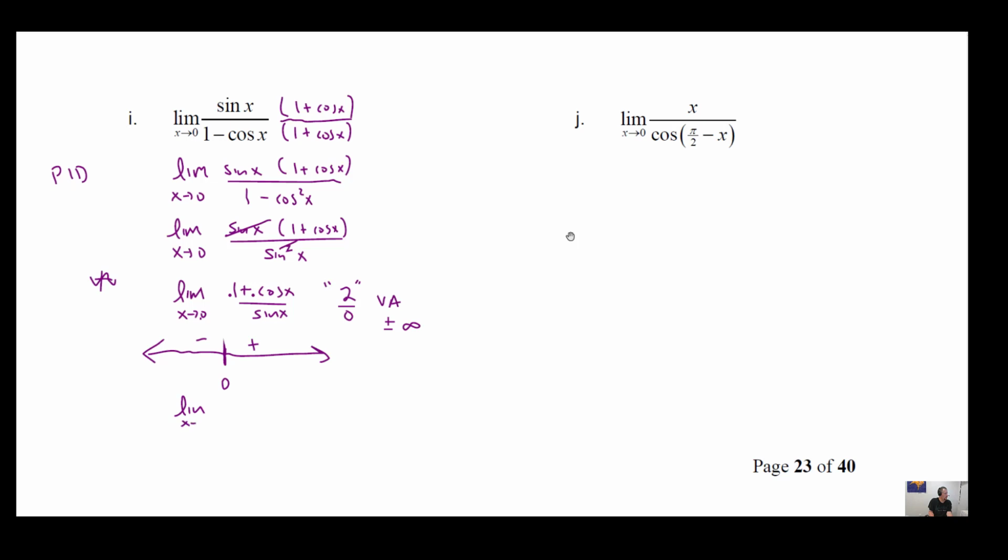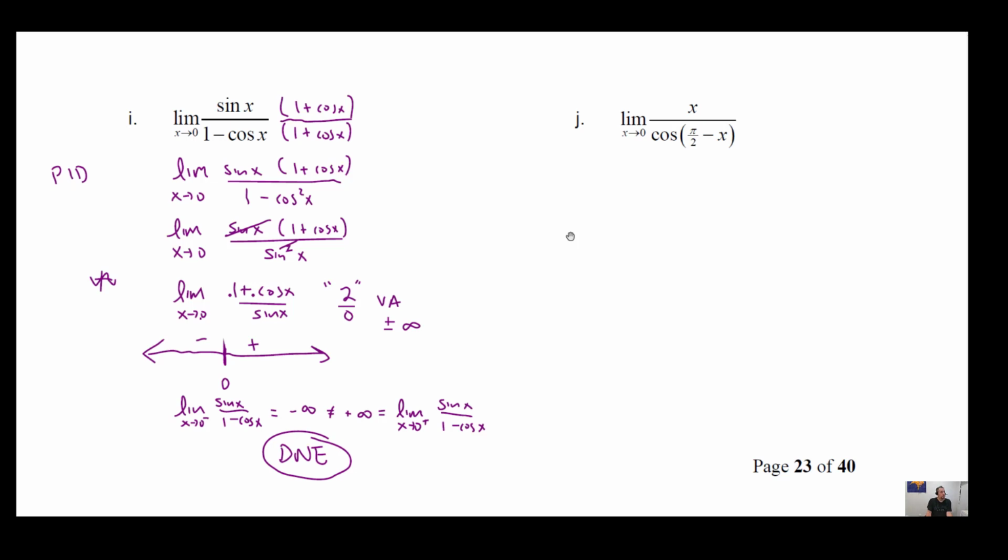The limit as x approaches 0 from the left of 1 plus cosine x over sine x is equal to negative infinity, but that's not the same as the positive infinity, which is what you would be getting as the limit as x approaches 0 from the right. And this is an issue, right? Different limits means this limit overall does not exist.